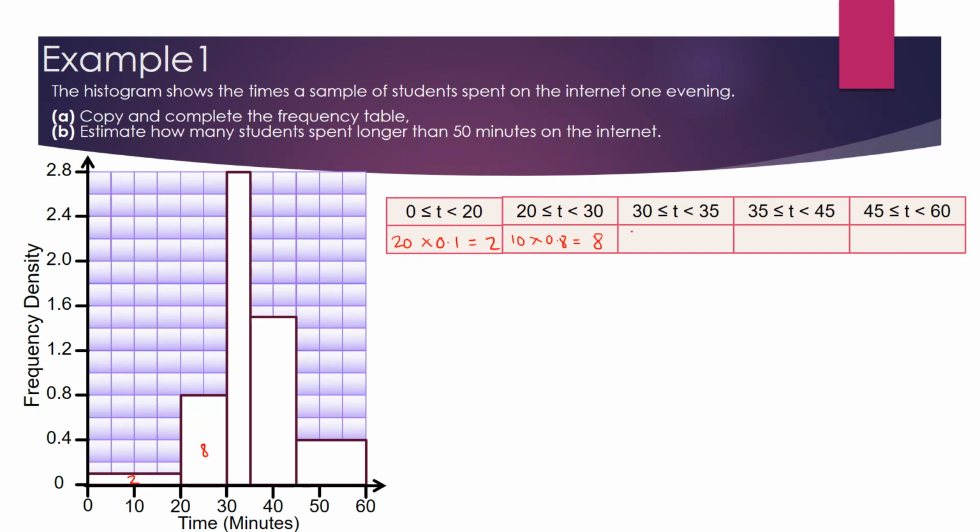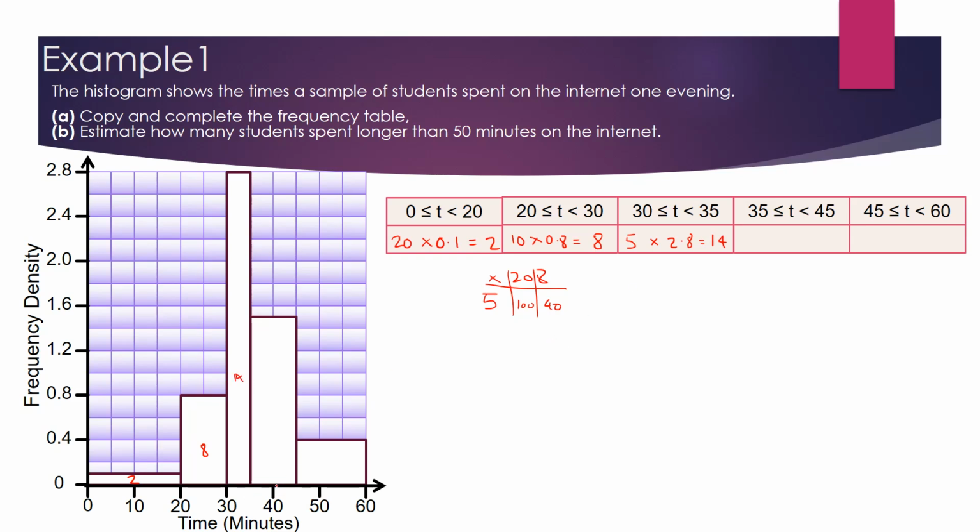The next group width is 5, and the height is 2.8. So for this one, you can do 5 times 28 if you want to, in the box method, and then divide by 10. 5 times 20 is 100, 5 times 8 is 40, so that's 140, divided by 10 is 14. So there's 14 people that spent that amount of time.